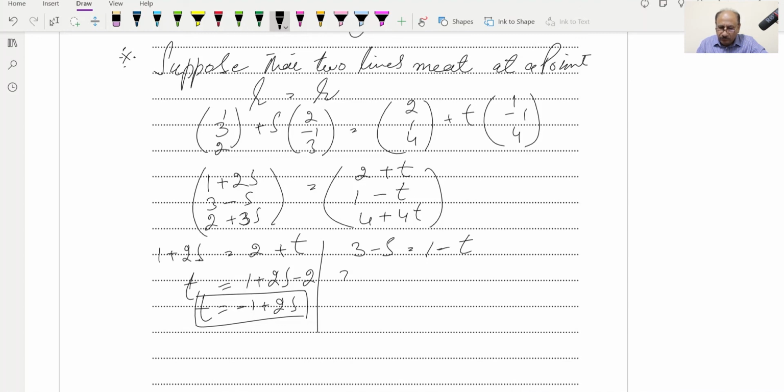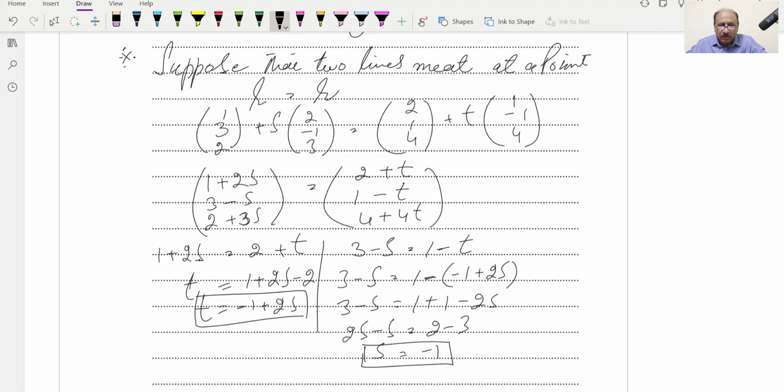So replacing the t value, we get minus 1 plus 2s. 3 minus s is equal to 1 plus 1 minus 2s. So 2s we can shift to the other side, so our equation will be 2s minus s is equal to 2 minus 3. So s is equal to minus 1.